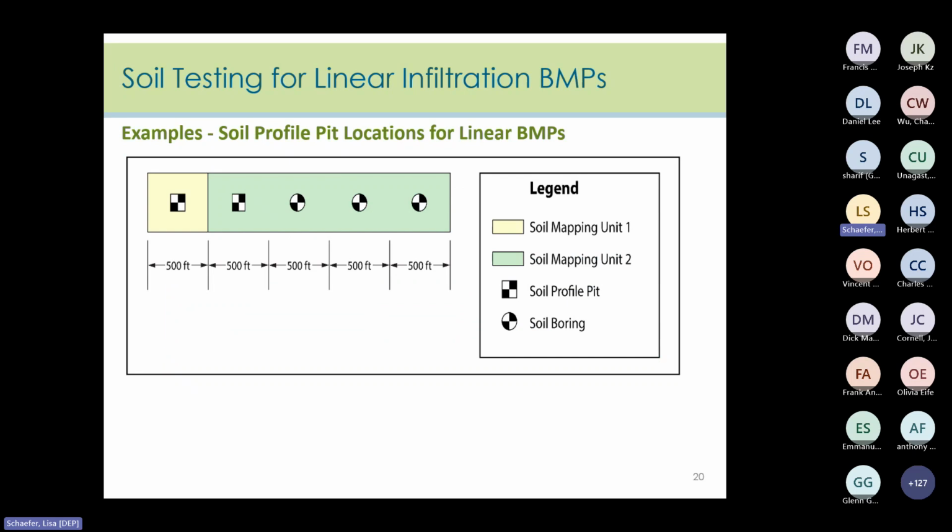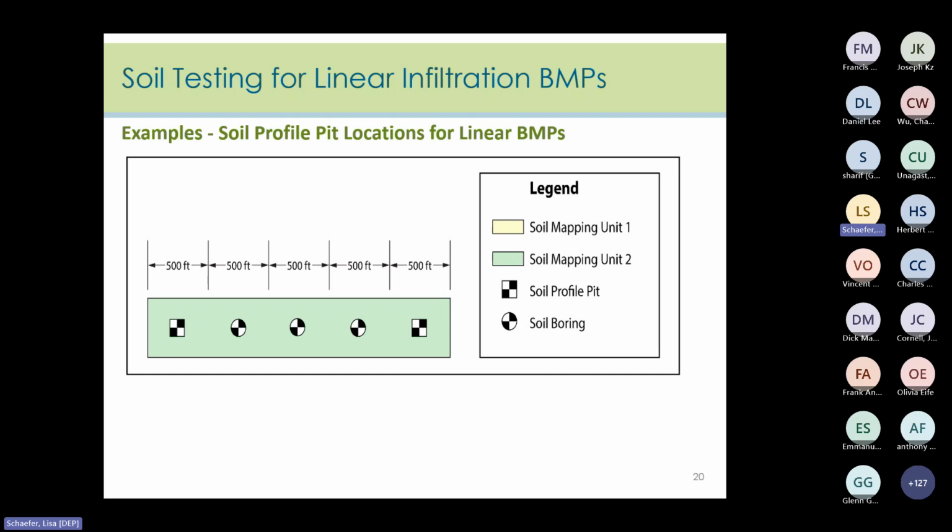So let's do some examples for linear infiltration BMPs. And we have 2 sites. The first one is shown on the top of the slide, and it has 2 soil mapping units. Okay, one is yellow, one is green. So we must include 1 pit for a linear BMP 500 feet in length, shown in the yellow area. And then we need 1 pit for the first 500 linear feet of the soil mapping unit that's shaded in green. Okay. And then with 1 boring for each additional 500 linear foot portion. So as long as 2 pits and 3 borings are performed, this example would meet the requirements.